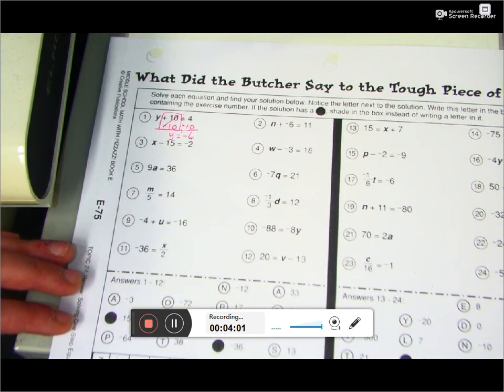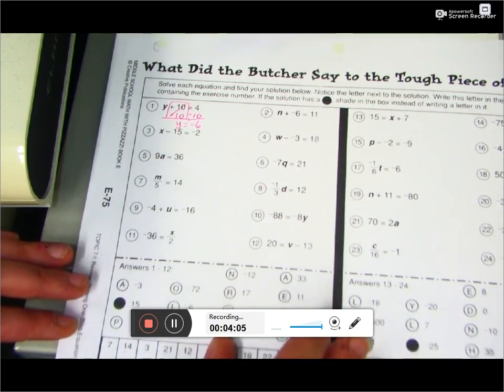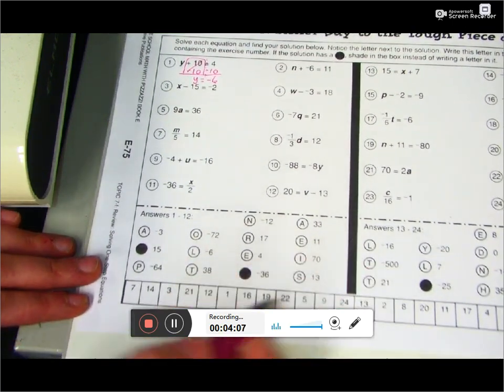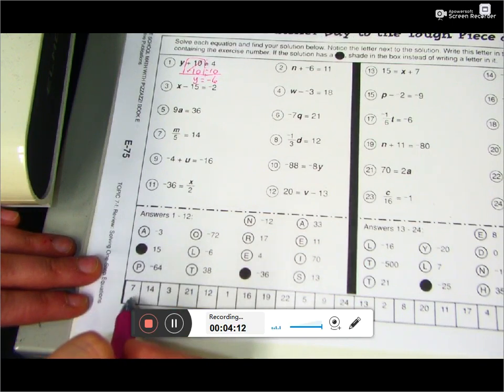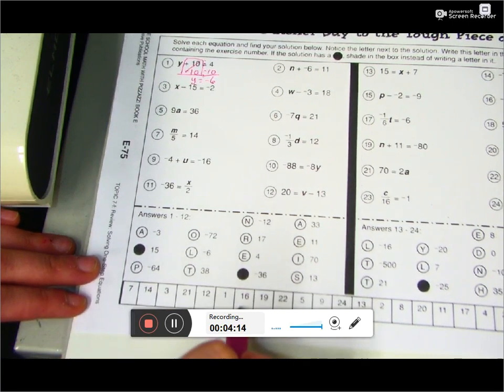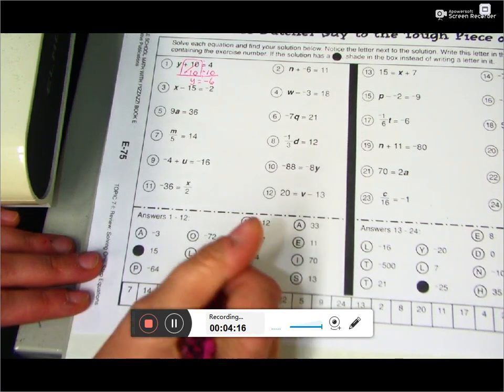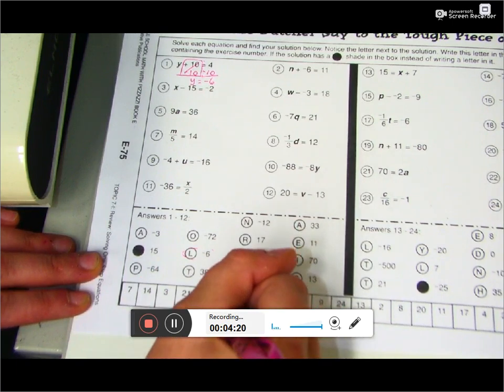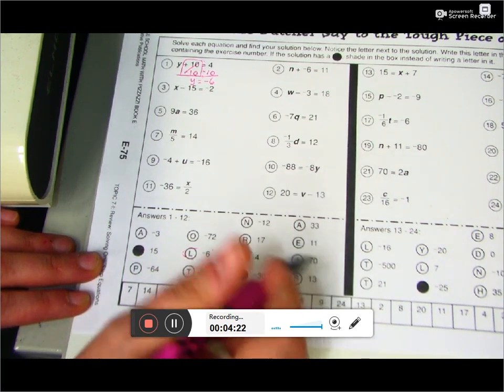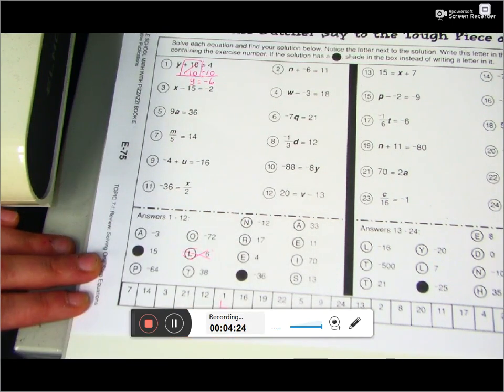And I can check my work on this paper because I can look at the bottom and I can see that negative 6 is an option. Okay, so because I just did problem number 1, in the box it says number 1, I'm going to put the letter L because that is the letter by my answer choice. And then I'm done with this problem.